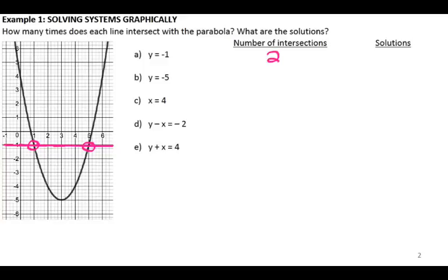And what are the solutions? You're just telling me what those ordered pairs are. So it's 1, -1. And the second one is 5, -1. Your solutions are always the ordered pairs.